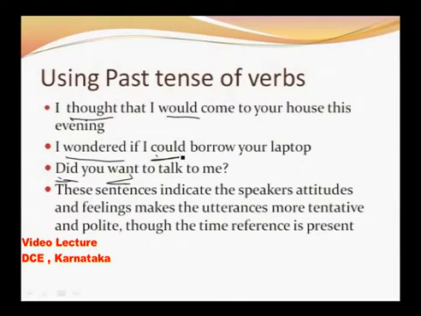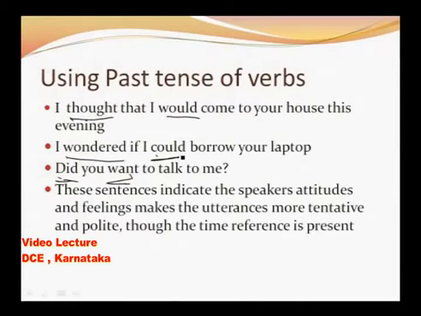Though the time reference is present, the verb is in the past tense. We use the simple past tense of verbs in this case. It talks about what? The speaker's attitude. From what point of view does the speaker say this? It talks about the speaker's attitude.